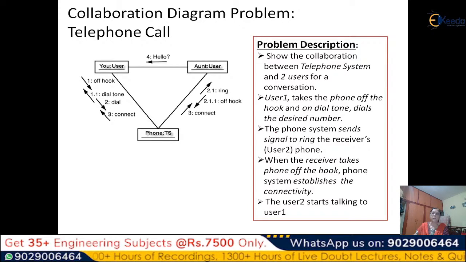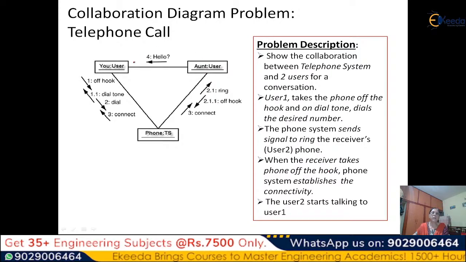Then the phone system comes to the exchange, and the exchange will send a signal to whatever number he has dialed. This signal will go and create a ring to user 2. Then user 2 will receive and take the phone off the hook. Then it will establish a direct connection between these two, so that both of them can talk.